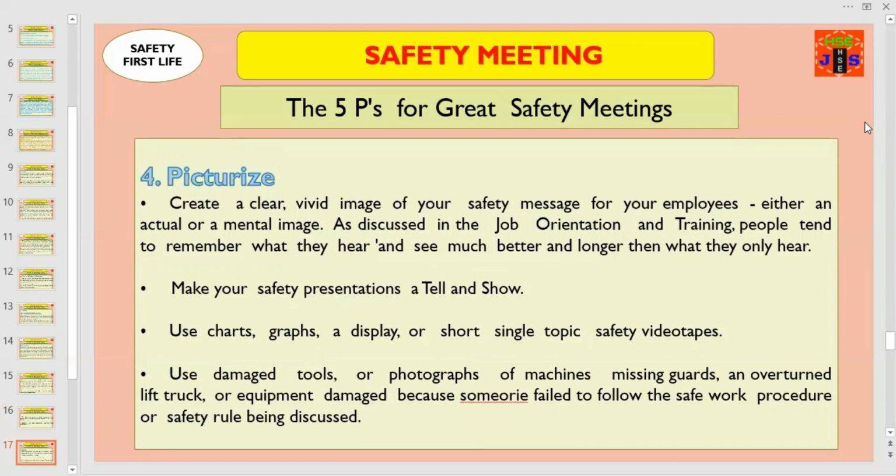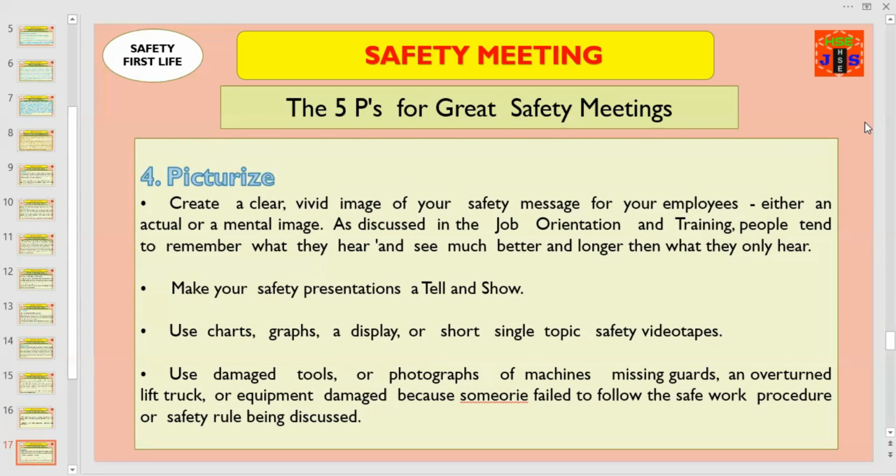Let us discuss and understand now P number 4, that is to picturize. Create a clear, vivid image of your safety message for your employees, either an actual or a mental image. As discussed in the job orientation and training session, what is safety induction training? If you are interested to know in detail, please click on the link that is appearing on your screen right now. People tend to remember what they hear and see much better and longer than what they only hear.